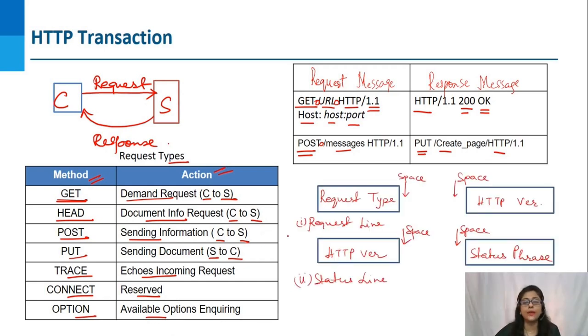Now there are two types of messages: the request line and the other one is the status line. In the request line we have a request type. So any of the request types or the methods will be given here, followed by a space, and then the URL, then the HTTP version number will be given. For the status line we have to give the HTTP version number followed by a space, then the status code, then the status phrase. Let's understand what this status phrase means.